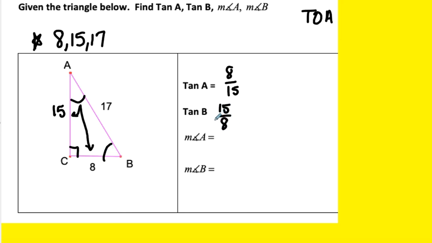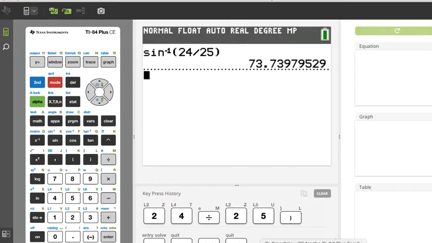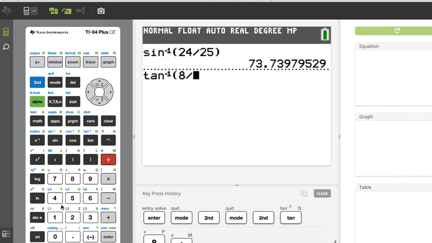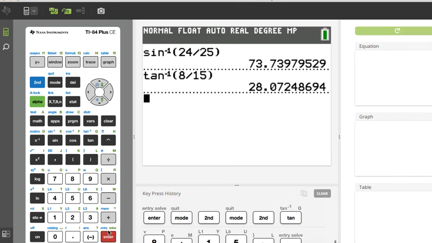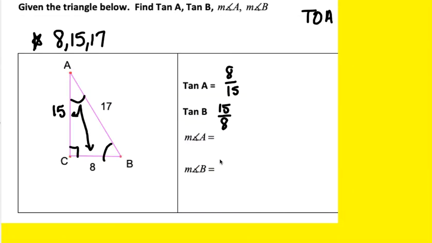All right, can use either one of those, but we're going to grab the calculator and we're going to put it in and do the inverse tan. So we're going to press second tan, 8 divided by 15, and that's going to give us 28.1. So angle A is 28.1, and so I'm going to do 90 minus 28.1 to get angle B. And that gives me 61.9. What do you think? Doing okay so far? Okay.